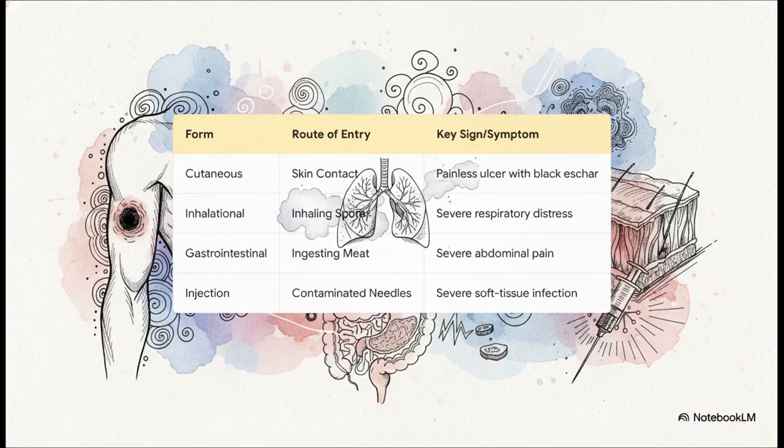So here are the 4 forms. First, there's cutaneous, which is from skin contact. It gives you this very unique, painless ulcer with a black center. Then there's inhalational, from breathing in spores, which causes really severe breathing problems. Third is gastrointestinal, from eating bad meat, leading to some awful abdominal issues. And last, there's injection anthrax, a very rare form, which causes a deep, severe infection under the skin.